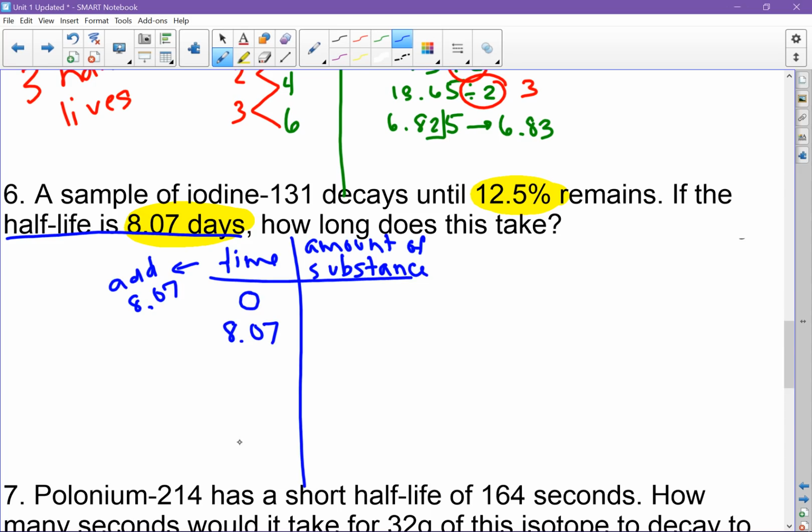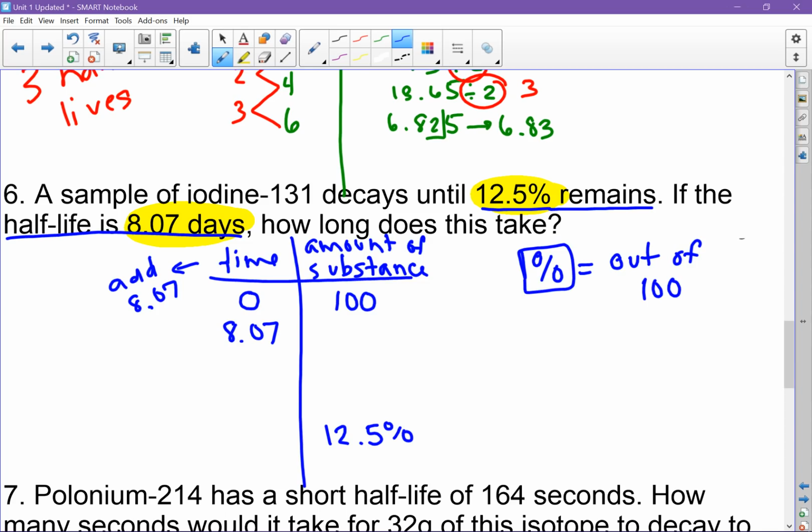We don't know how far we have to go, so let's see what clues we have in the amount column. So if we start with 12.5%, that's the amount of the substance, but it says that that's how much remains, which means that that's what's going to go at the end. So it doesn't give us the starting amount, but percent always means that it's out of 100, right? If you get a perfect score on a test, you got 100%. That means that your starting amount was 100. The clue for that is because it says percent.